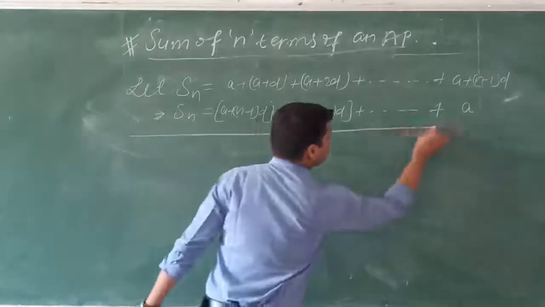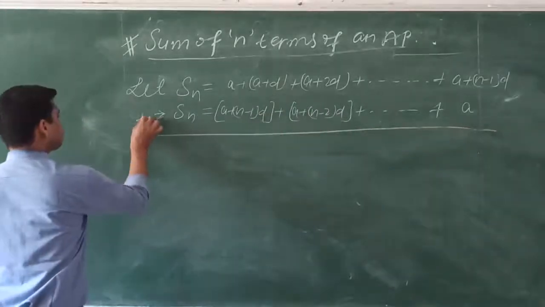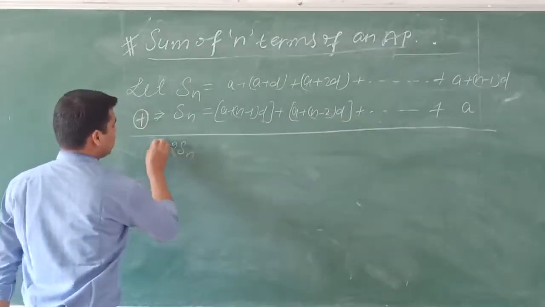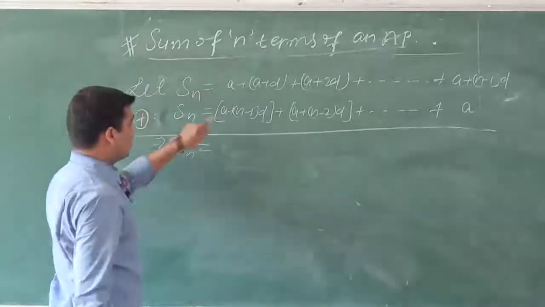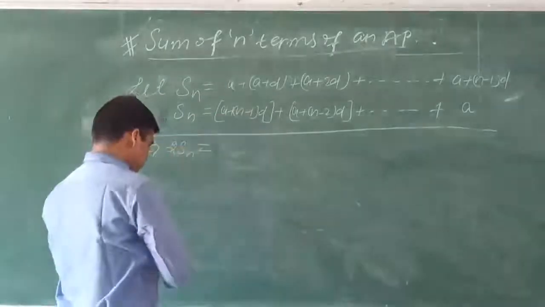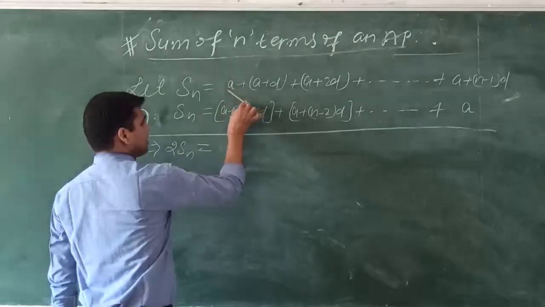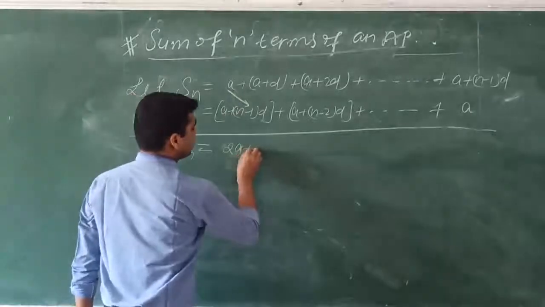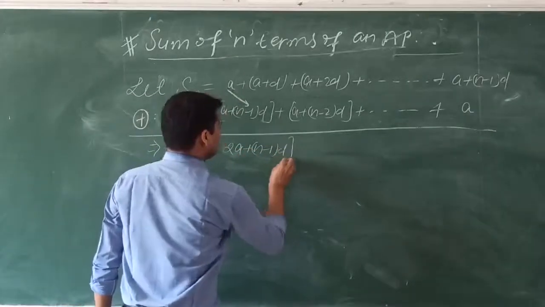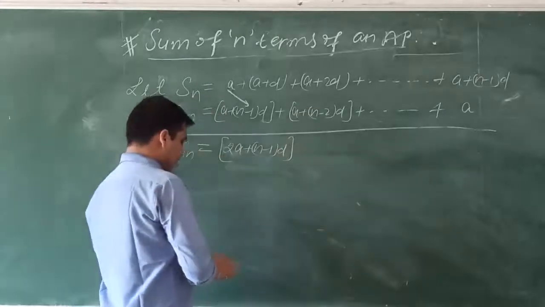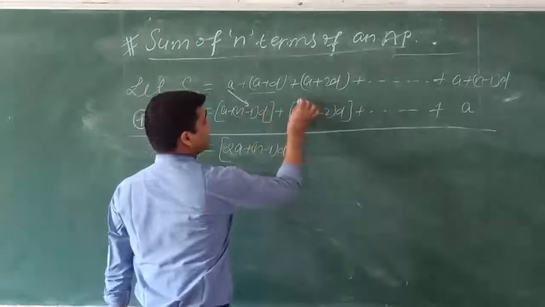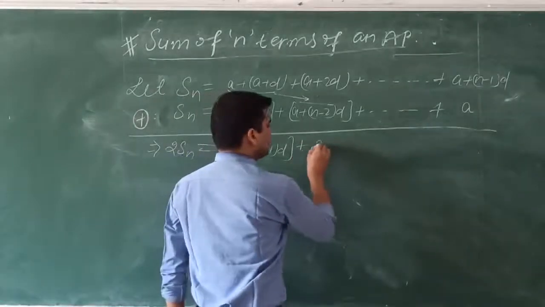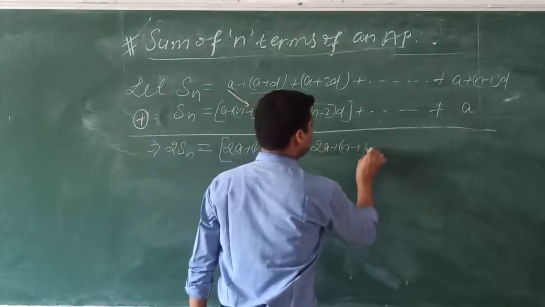Now we are going to add. After adding, we get Sn plus Sn, that is 2Sn, equals A plus n minus 1 into D added to the first term, so we get A plus A, 2A plus n minus 1 into D. If you add the second term and the second last term, after adding you will get 2A plus n minus 1 into D.